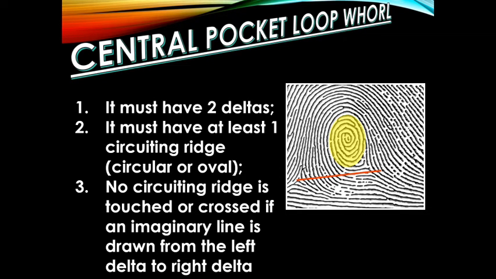In other words, it is actually similar to the plain whorl. It must have two deltas. Second, it must have at least one circuiting ridge. And last, no circuiting ridge is touched or crossed if an imaginary line is drawn from the left delta to the right delta. So the distinction of the central pocket loop whorl from the plain whorl is element number 3. If in plain whorl there must be a circuiting ridge that is touched, in central pocket loop whorl, no circuiting ridge must be touched.